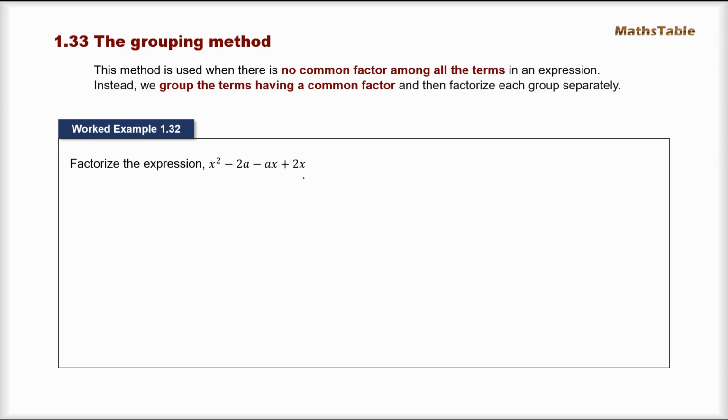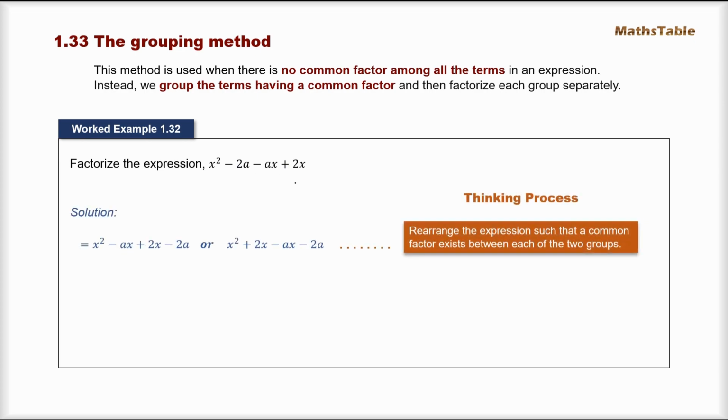So what we can do is rearrange these terms. We can move this minus ax term after x squared, and shift this term backwards. Or we can also arrange these terms so that 2x is placed in the second place, and this minus 2a is placed last. So we can use both of these arrangements.